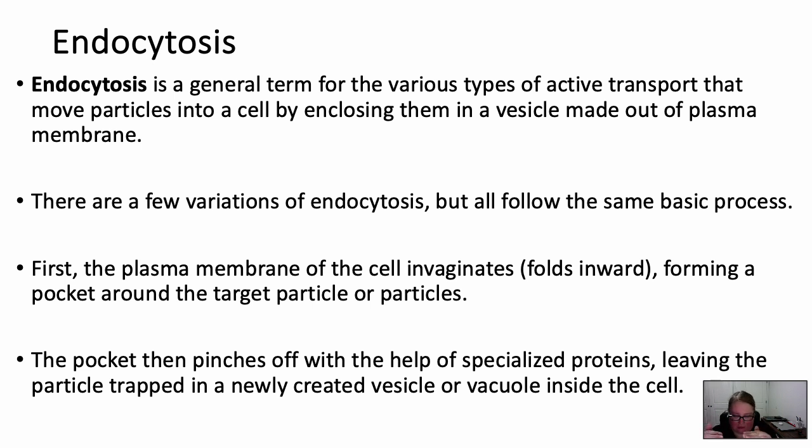The membrane comes closer and closer, and we truly make a pocket. At the point where the edges are almost touching, some specialized proteins come in and pinch off this piece of the plasma membrane, with the molecules we want to bring into the cell in it, and it creates a little pocket called a vesicle. That vesicle, sometimes also referred to as a vacuole, then comes into the cell, and what happens at that point depends on what type of endocytosis is happening. But this process of invagination happens in every type of endocytosis.